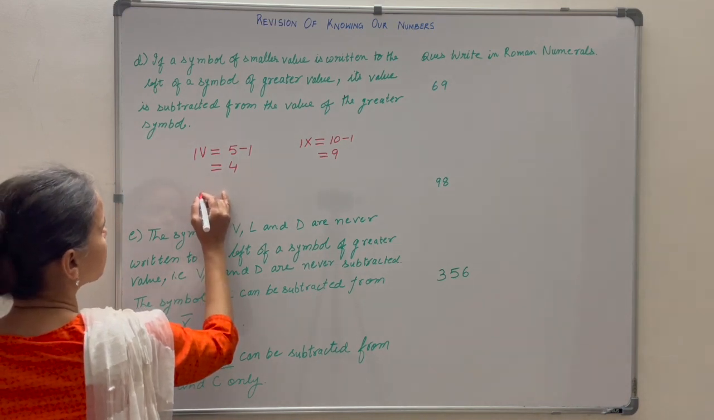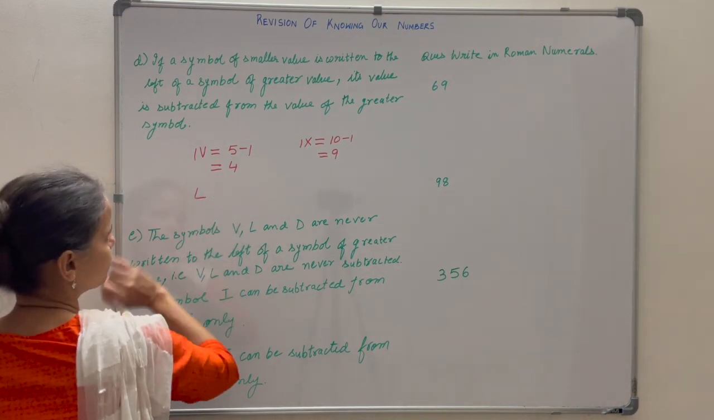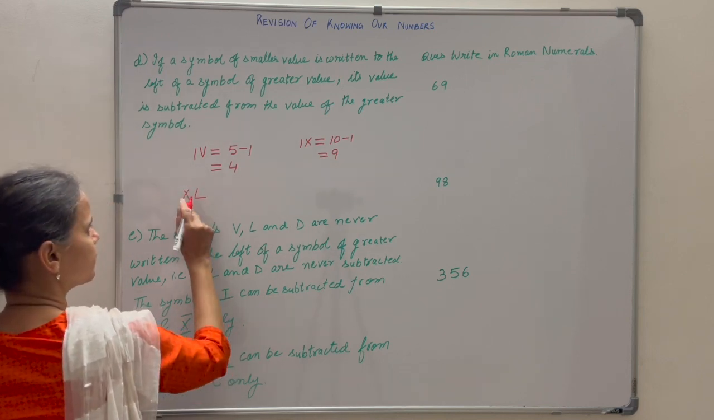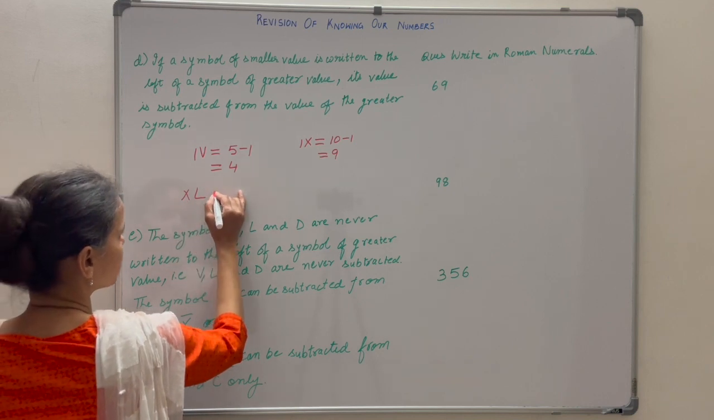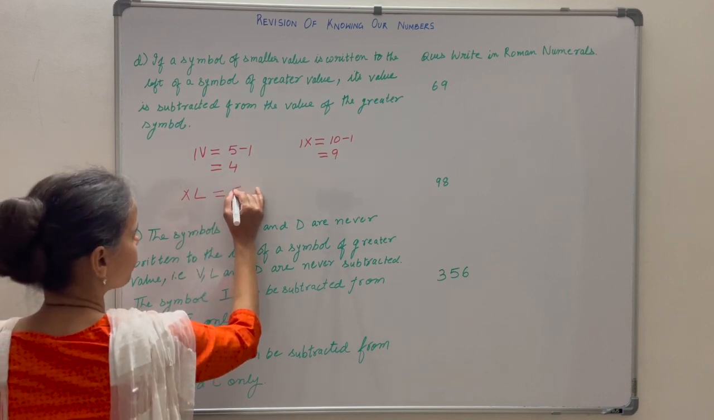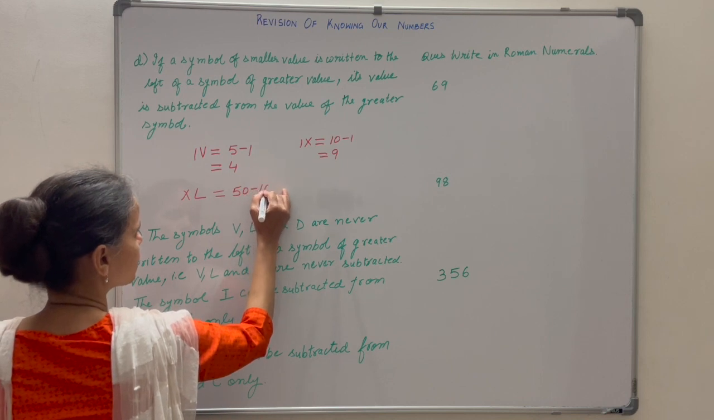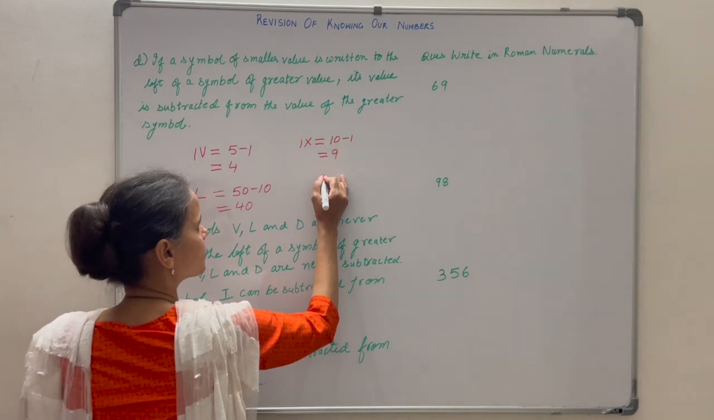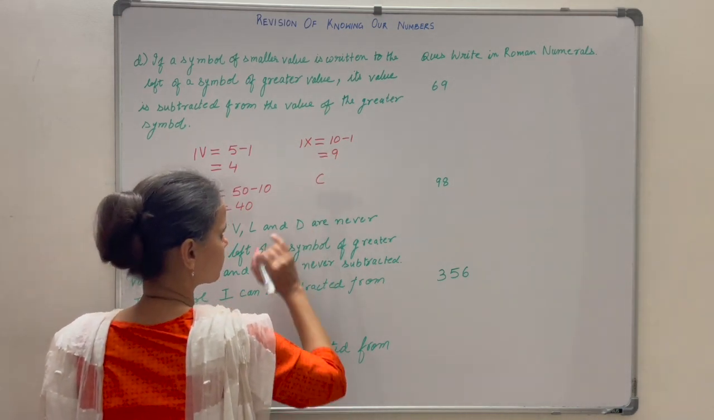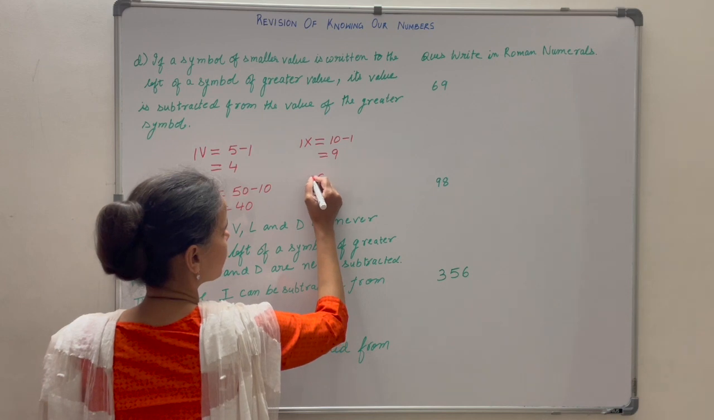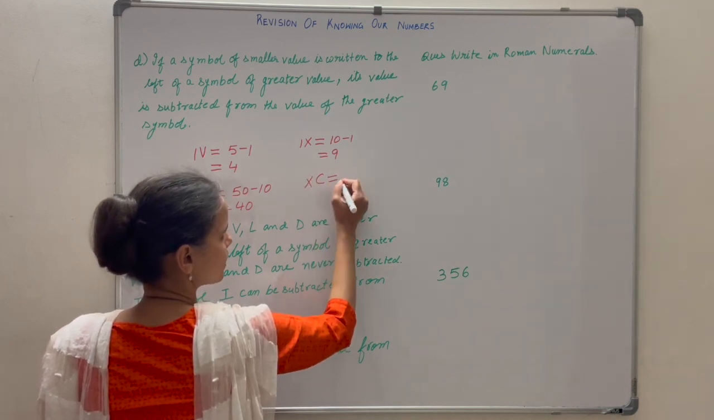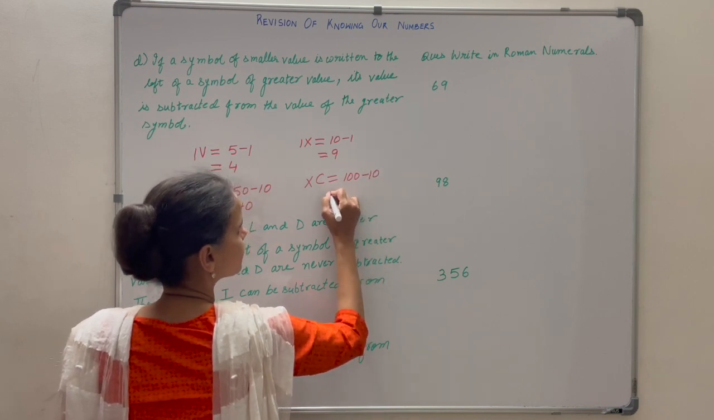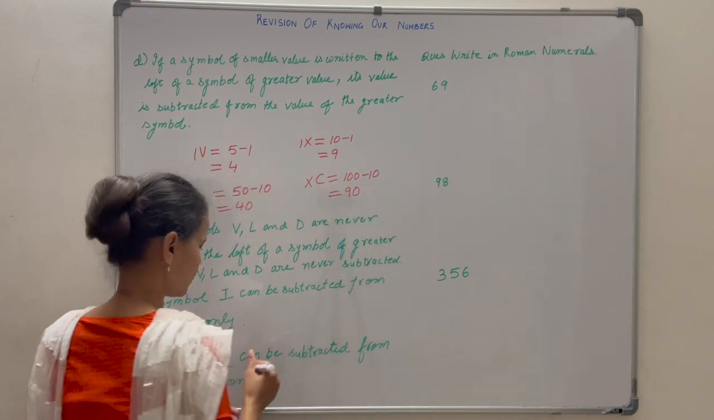Similarly, let us take here L. L is for 50 and this is for 10. It is written towards left side of L. So from 50, you are going to take away 10. So this is equals to 40. C is for 100. So if you write here X towards left hand side, so you will subtract 10 from 100. So that is equals to 90.